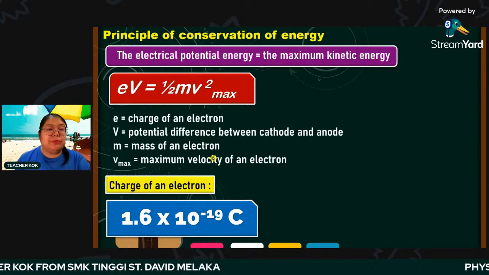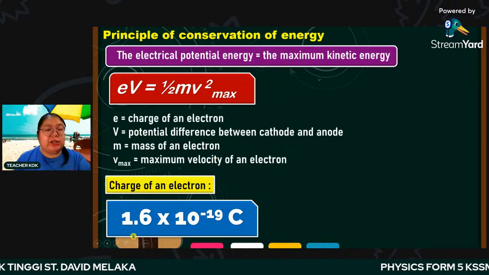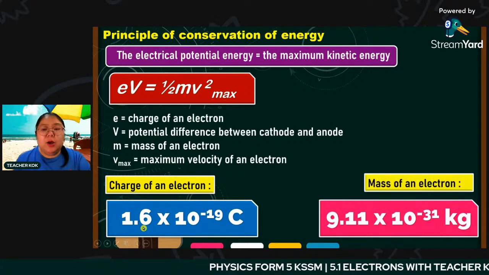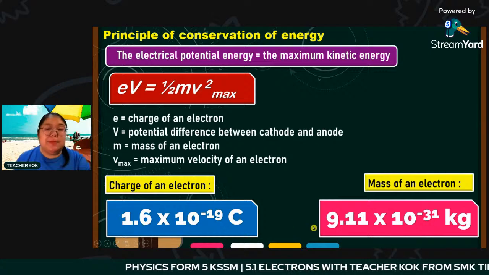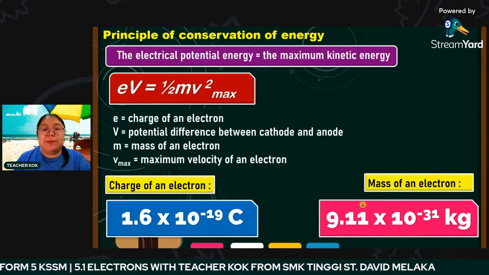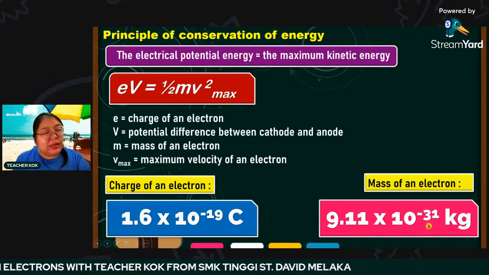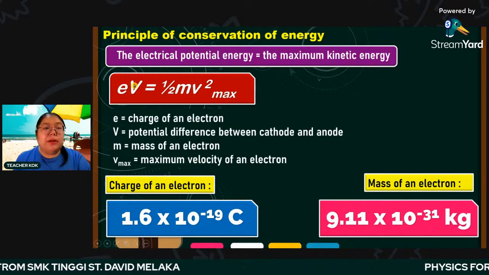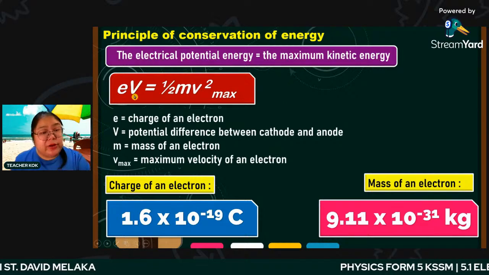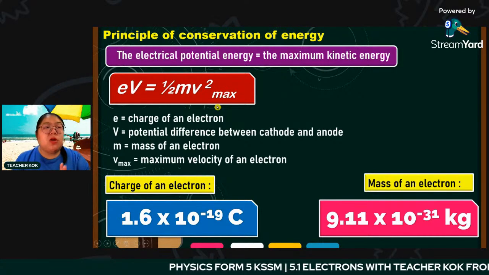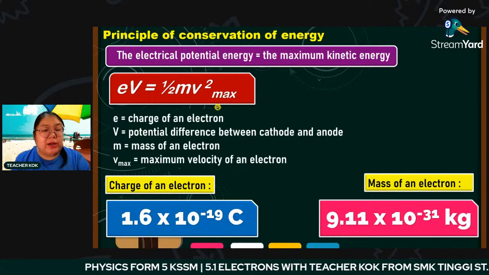So from here, we have some fixed values. The charge of the electron is fixed. Another one is the mass. The mass of the electron is also a fixed one, 9.11 times 10 to the power of negative 31 kilograms. So what normally the question wants you to find is the potential difference, or they want you to find the velocity. This is normally what the question asks.